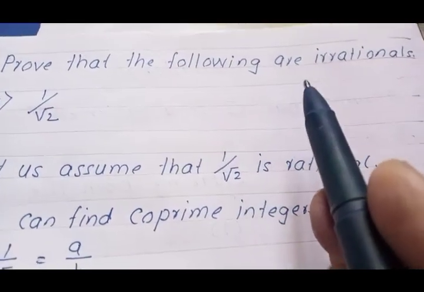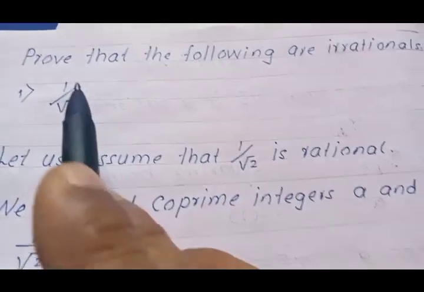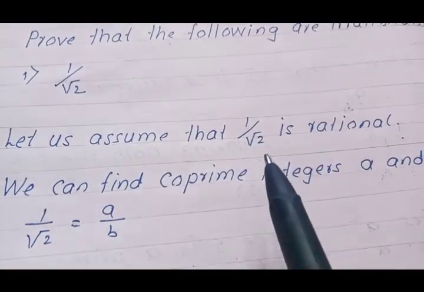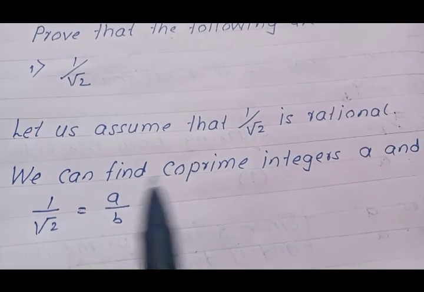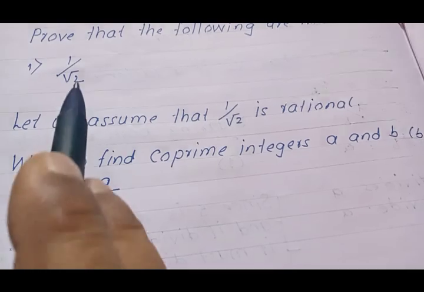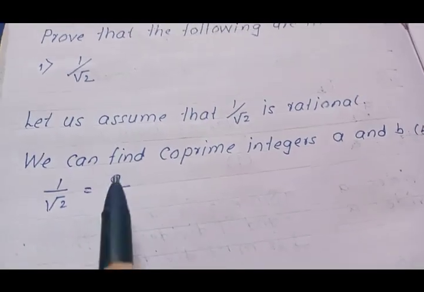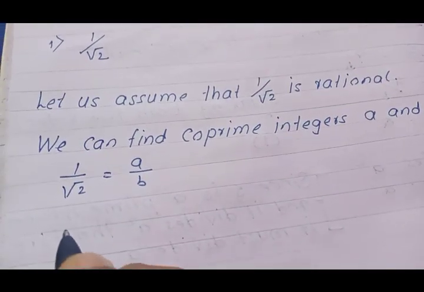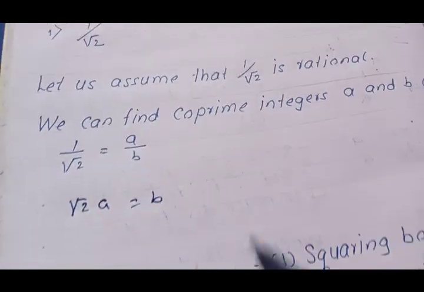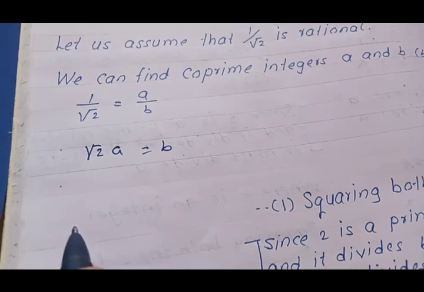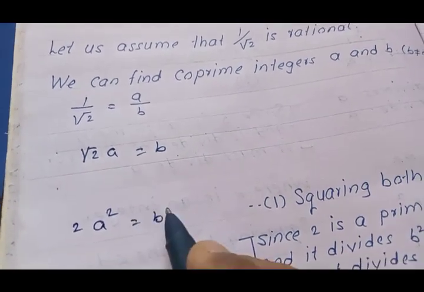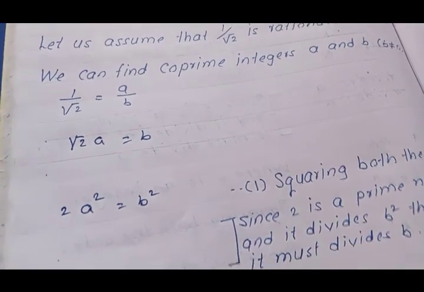Prove that the following are irrational. Number 1, 1 upon √2. Answer. Let us assume that 1 upon √2 is rational. So we can find co-prime integers a and b, b not equal to 0. So here 1 upon √2 equal to a upon b. Cross multiplying, √2 a equal to b. Then squaring both sides, 2a square equal to b square, number 1.